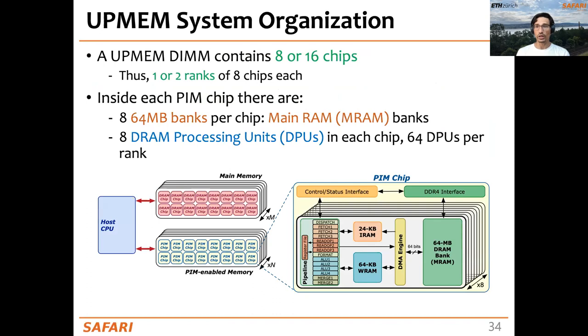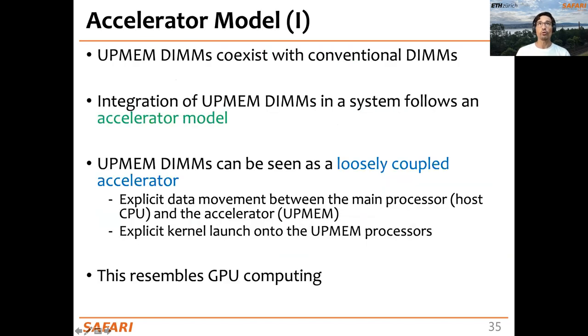Remember that we covered in a lot of detail the UPMEM processing in memory system, where we find a host CPU processor that has access to the standard main memory and also has access to PIM-enabled memory. Remember, as I mentioned earlier, that inside the PIM chips, inside the DRAM chips, we have DRAM memory banks, and also connected to them, we have these small processors or DPUs. So this system organization follows what is called the accelerator model, which somehow resembles the operation with discrete GPUs and general purpose GPU computing. And so here the UPMEM DIMMs are seen as a loosely coupled accelerator.